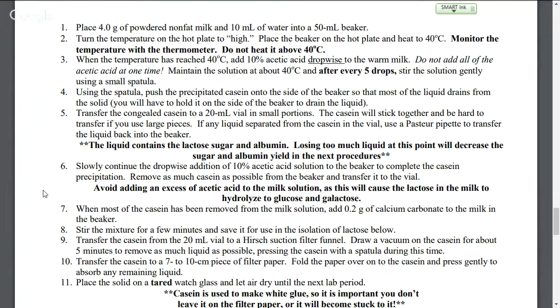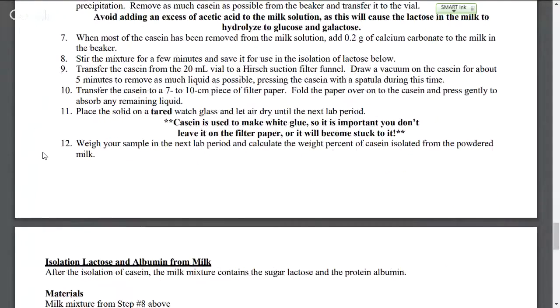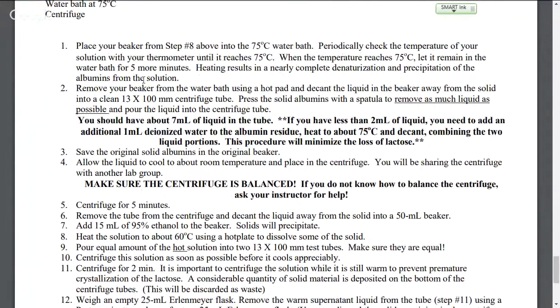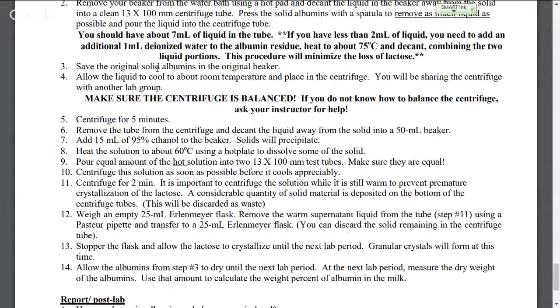How does that set up? What is it for? How does it work? What's the best way to use it? When you go through this one, we're going to be centrifuging some stuff to separate it out.